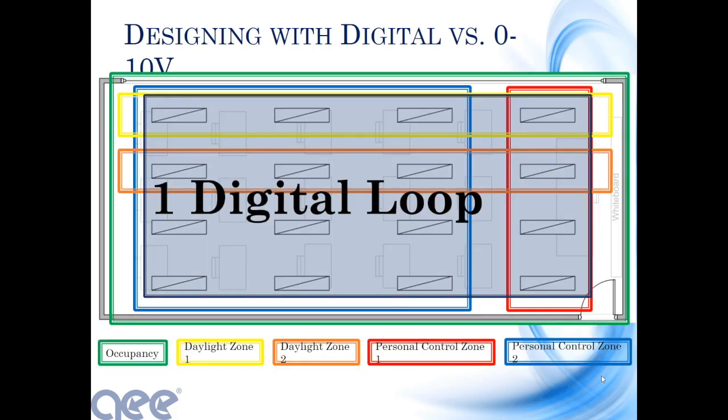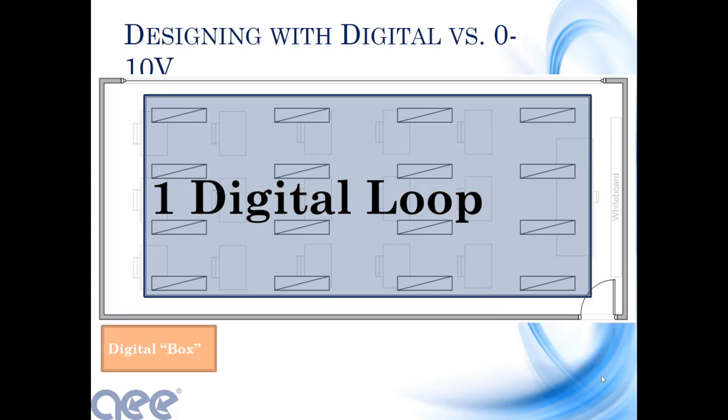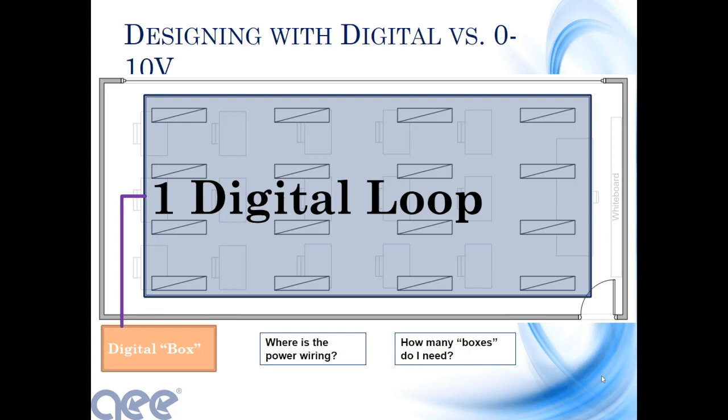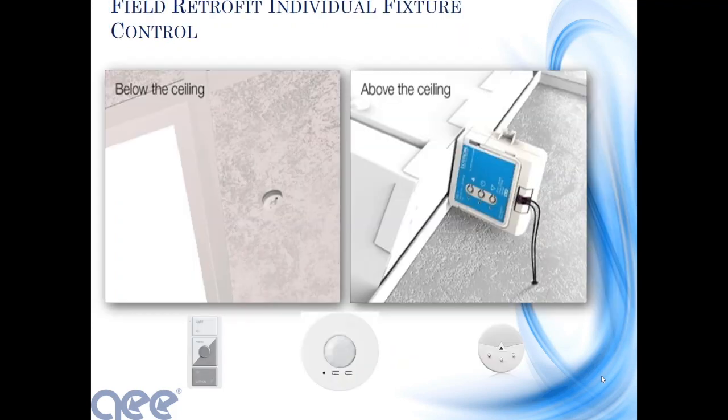Now if you do it digitally, you're going to have one digital loop for the whole room, and then through software everything is going to be changed that way. Everything would be addressed that way. So from an install side, it makes it significantly easier. You've got one digital box controlling that. Power wiring can be 120, 277, it doesn't matter what the lights are powered by. Everything's done digitally, so you only need one box.